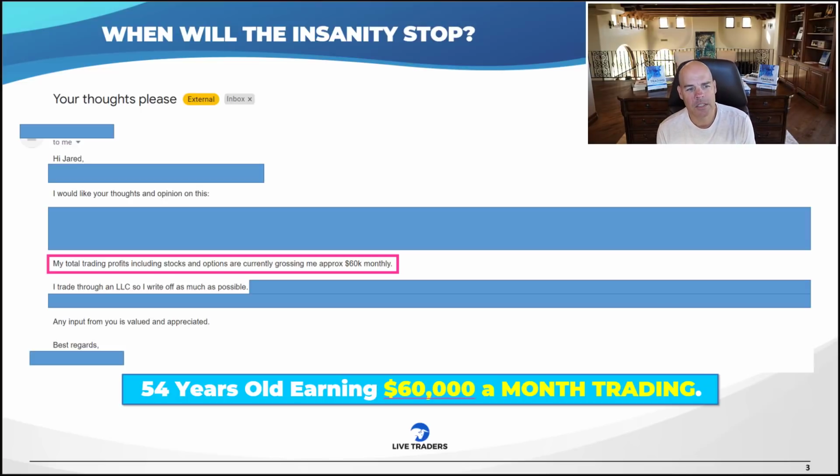Anyway, it just says, "Hi, Jared, blah, blah, blah, redacted. I would like your thoughts and opinions on this, blah, blah, blah." But the part in pink is what you want to focus on. This is a person who is in our chat room. This person, he is amongst you. "My total trading profits, including stocks and options, are currently grossing me approximately $60,000 monthly." 54 years old, that's in the redacted section, $60,000 a month trading. So this is a when will the insanity stop positive addition, so to speak. So I'm very proud of this person.